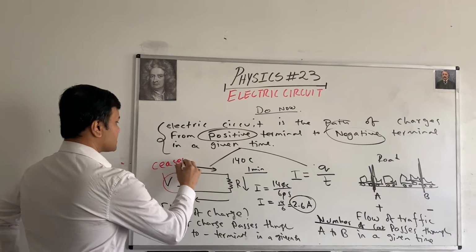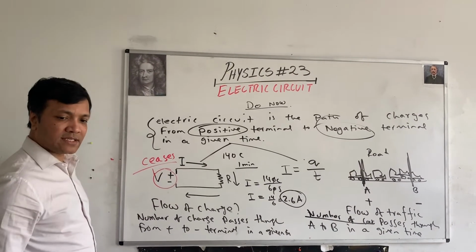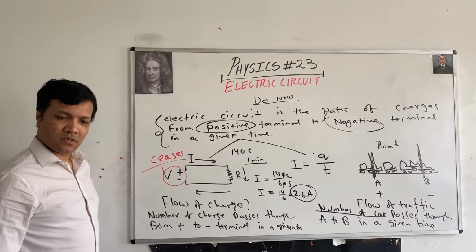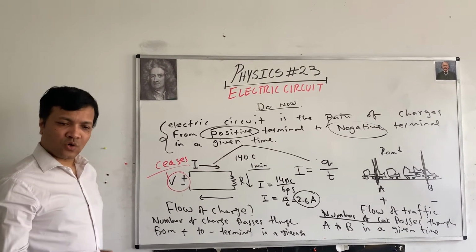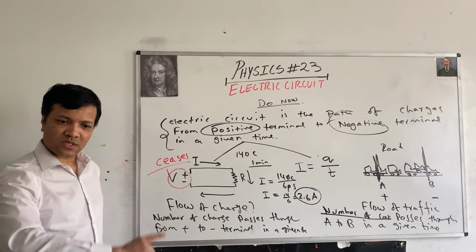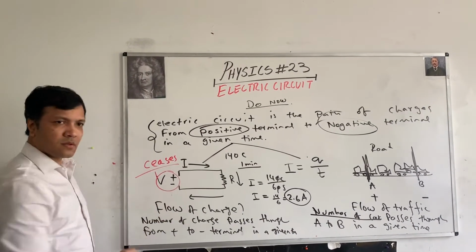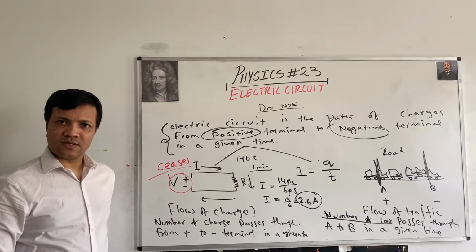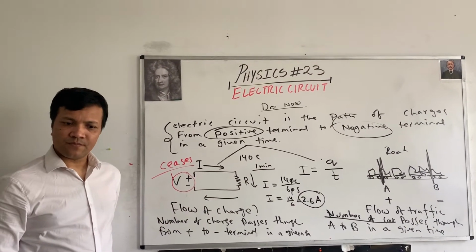Ceases. Oh, that's correct. So it slows down. Slows down what? It slows down the current and the resistance. It slows down the charges. What slows down the charges? Resistance. If there is no voltage, it slows down the charges.